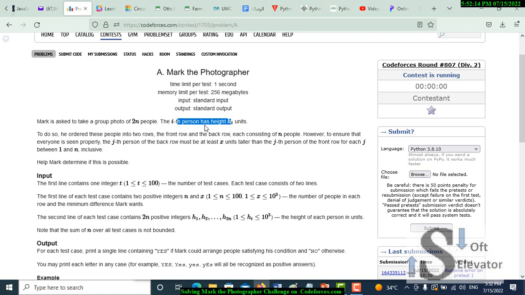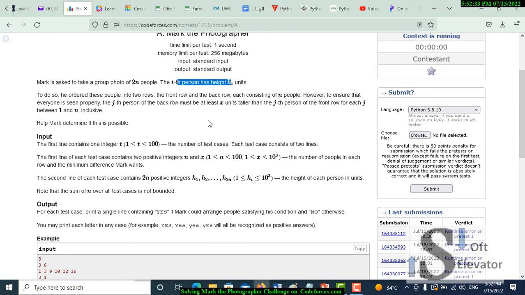So for each j between 1 and n, as n is a number, all the people are 2n. So we have n in the front and n in the back, and the summation is 2n. Okay. The first line of each test case contains two positive integers n and x, where n is the number of people in each row and x is the minimum difference in units.